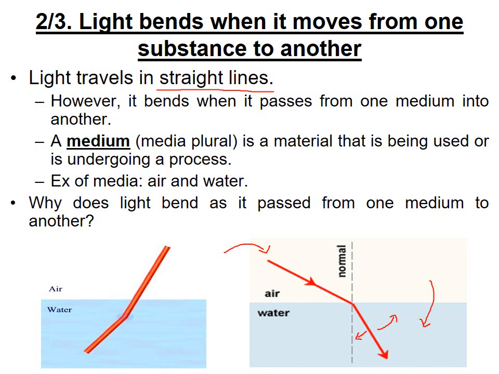But the whole point is that when you go from one medium to another, light rays can bend. And medium just means a material in which light is traveling through. The plural would be media. So I'd say air is one medium, air and water are media, if I were saying the plural. So now we're going to see why it is that light bends when it goes from one medium to another. And it all relates to the speed of light.